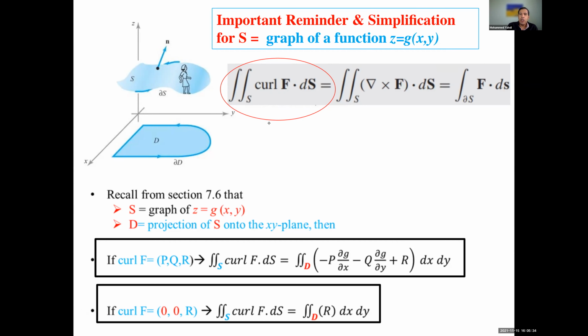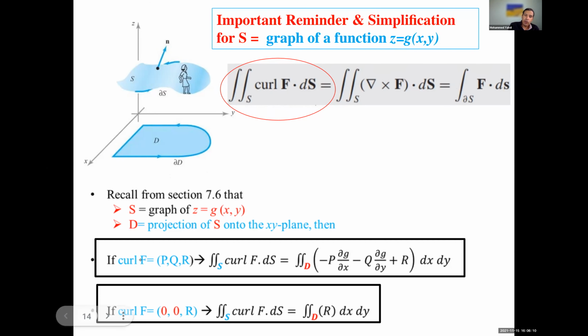The idea is, what's the easiest way to calculate the double integral of the curl? It's actually more efficient to do it when you have the graph of a function than to find the line integral. So S is the graph of z equals g(x, y), like for example the equation of a plane, which you transform to z equals something. And D is the projection onto the xy plane. We need that. This is from chapter 7.